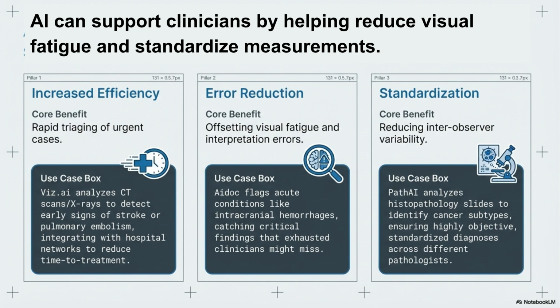Next, reducing human error means offsetting visual fatigue and common interpretation errors. For example, tools like Aidoc flag acute conditions such as intracranial hemorrhages or lung nodules, acting as a safety net to identify critical findings that might be missed due to human interpretation errors. And lastly, standardization. This means providing objective measurements that reduce variability between different clinicians. For example, the tool PathAI analyzes histopathology slides to identify cancer subtypes, a process that reduces inter-observer variability among pathologists and ensures a more standardized diagnosis.